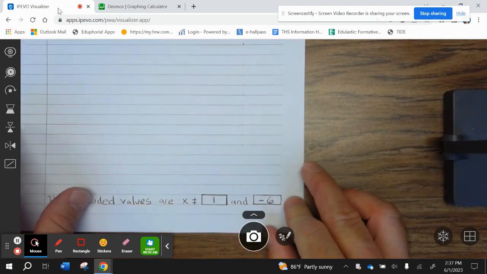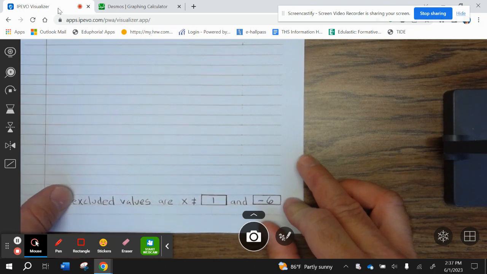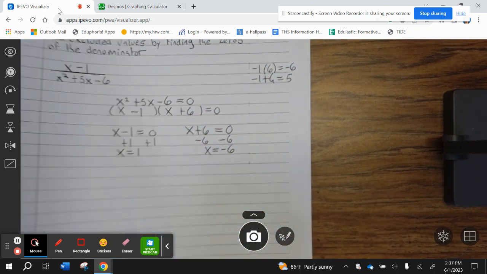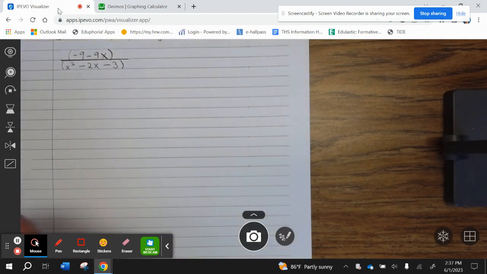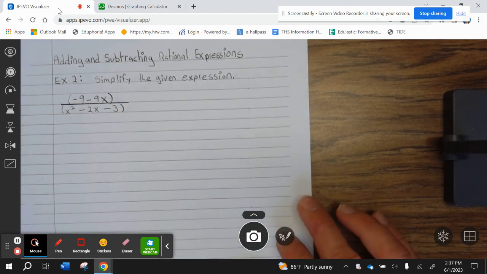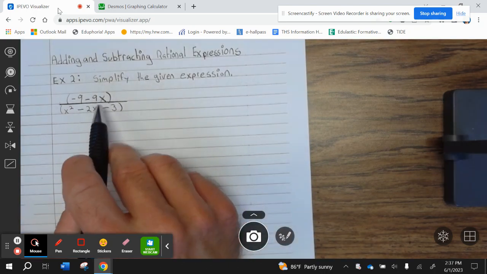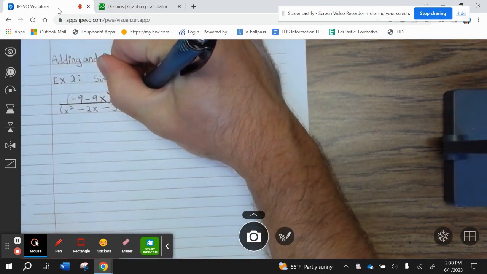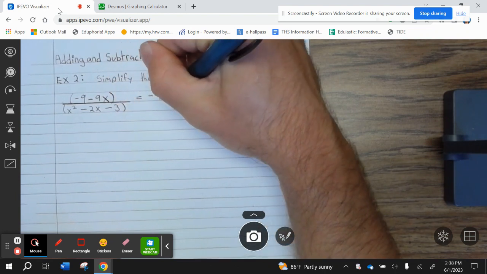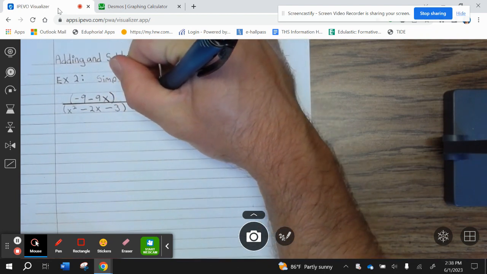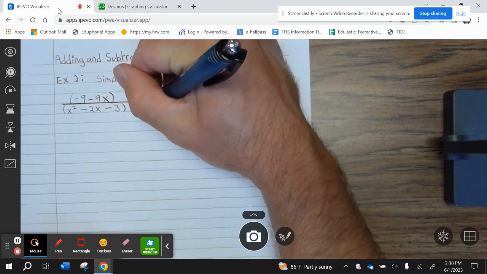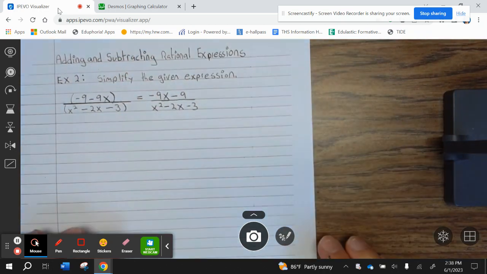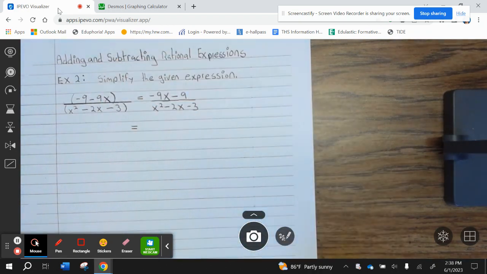All right, let's go ahead and take a look at the next example. Simplify the given expression. First off, we want to write the x in front. So we're going to rewrite this as negative 9x minus 9 divided by x squared minus 2x minus 3. And then we're going to start factoring.